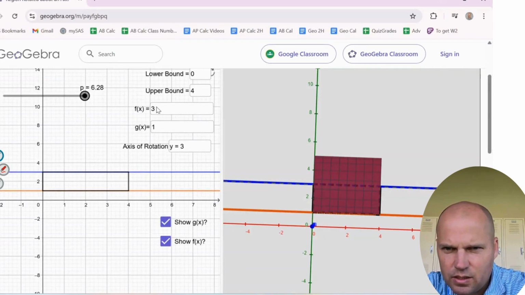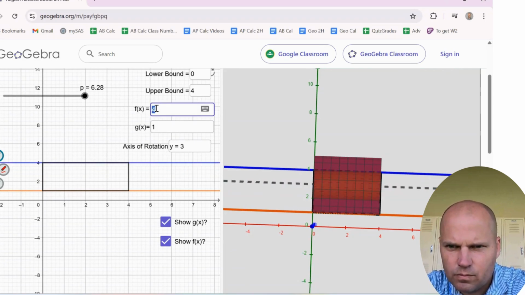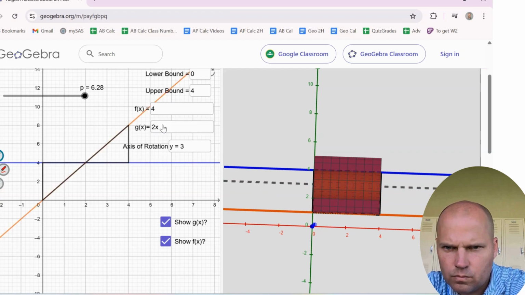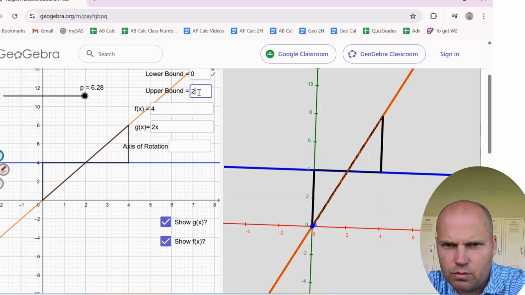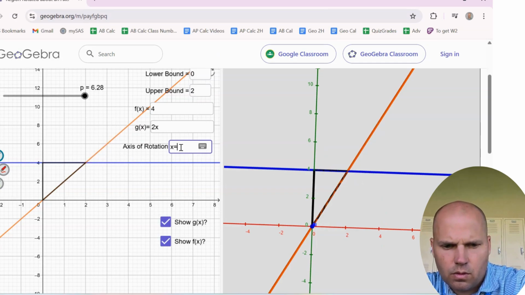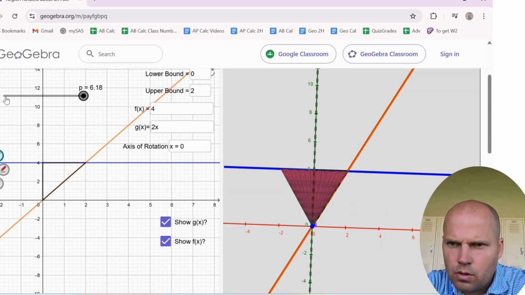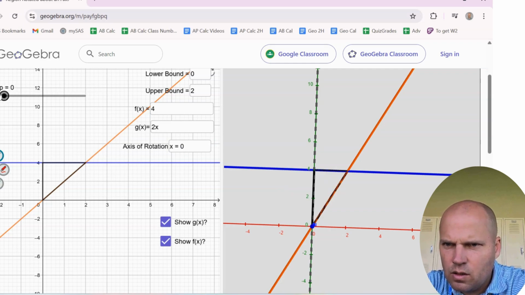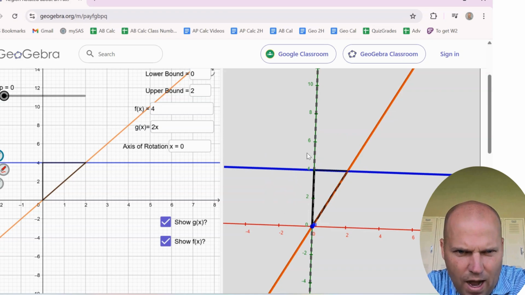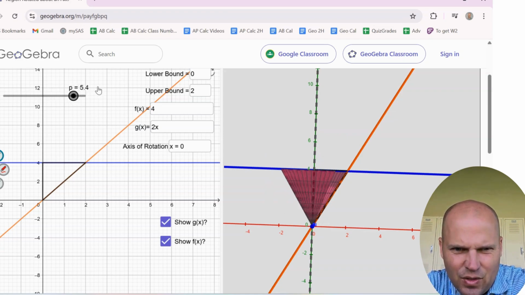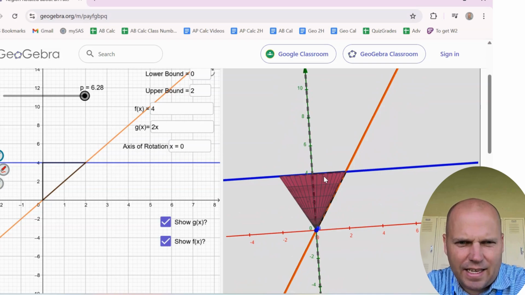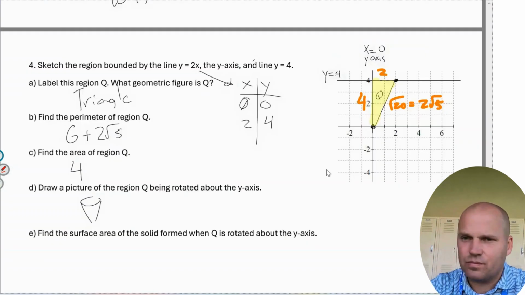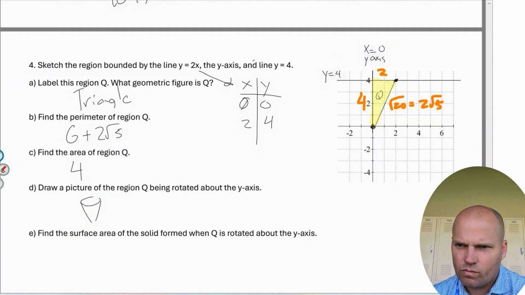y equals 2x, y equals 4, x equals 0, x equals 2. There it is. This region spun around the y-axis creates this cone. This cone has got a circle on the top. So this x distance is the radius of the circle. So this is 2, this is 4.